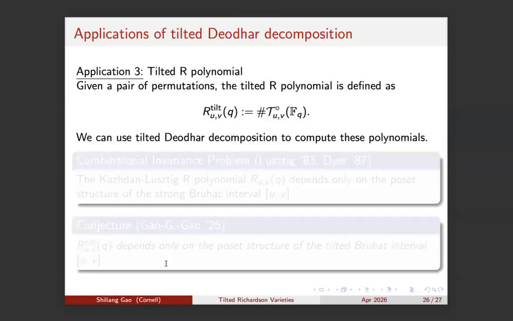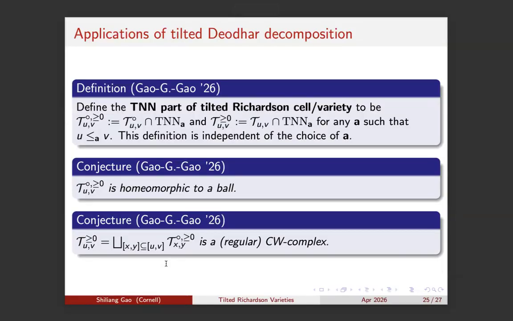What does regular mean again? This is about the attaching maps being homeomorphisms. This is an adjective for the CW complex. It's about how you glue the pieces together. Okay, thanks.